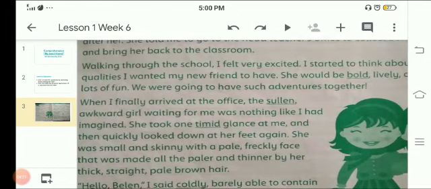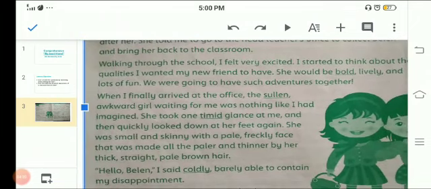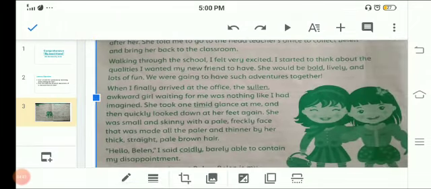We were going to have such adventures together. And she was thinking that when she makes her new friend, they will be having fun together. So that's what she was thinking about her new friend. It was in her mind. She was imagining, the narrator, the girl, was thinking actually.